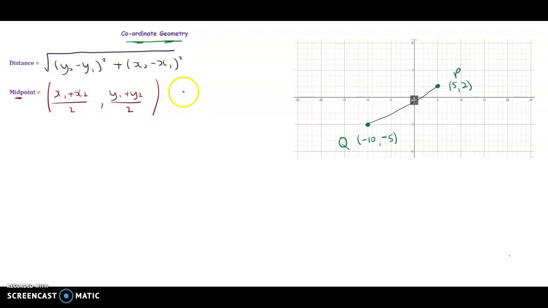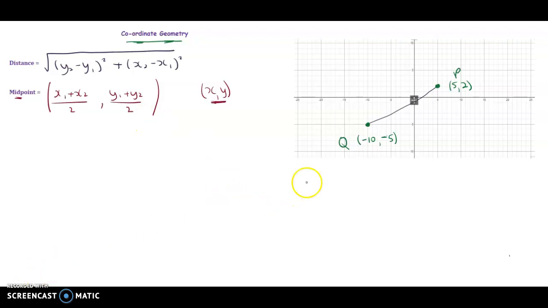So it means that I would have an x value and a y value, so it ends up looking like this, just like a coordinate. Similarly, the midpoint of this line PQ would be what coordinate is exactly smack dab in the middle, say something around here. I could estimate this, but to get the exact values I need to follow this formula.